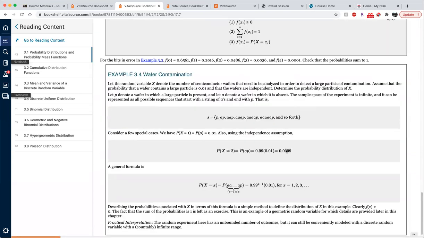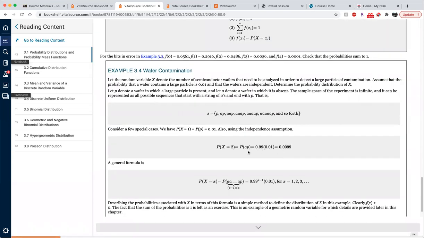Okay. So now example 3.4, wafer contamination. Let the random variable x denote the number of semiconductor wafers that need to be analyzed in order to detect a large particle of contamination. Assume that the probability that a wafer contains a large particle is 0.01, and that the wafers are independent.